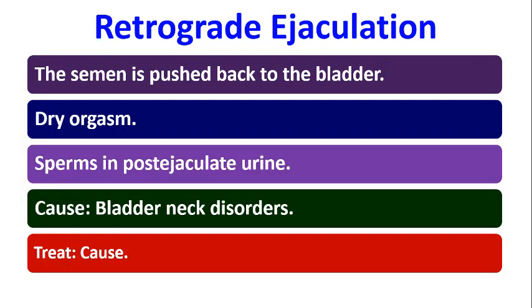Retrograde ejaculation. Sometimes you are confronted with a patient complaining of dry orgasm. Dry orgasm means the patient feels orgasm during sexual activity, but there is no antegrade ejaculation because the semen is pushed back to the urinary bladder. It can be diagnosed by urine analysis after sexual activity to find spermatozoa in the urine. This is caused by a bladder neck disorder, and treatment will be treatment of the cause.